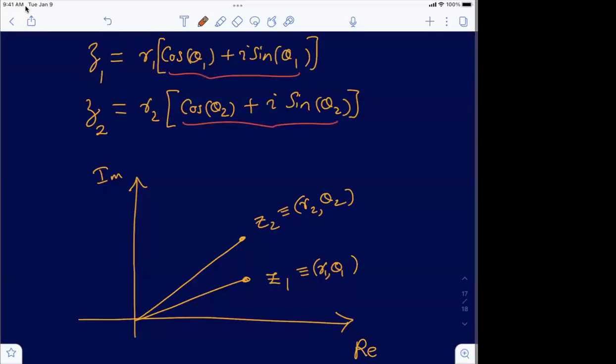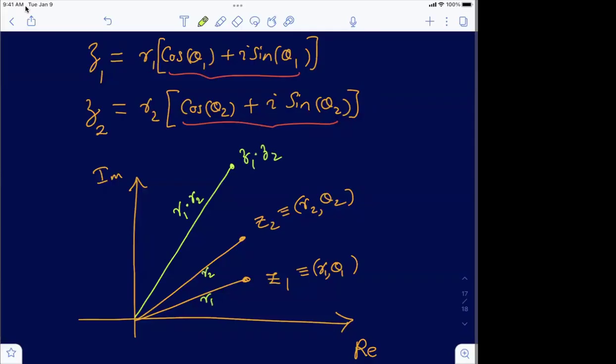So when you consider the product of these two, you can see the output that you're going to get. Z1 times Z2 will definitely have, now Z1 has the magnitude of R1, we'll call it the distance R1, and this is going to be R2. And when you consider Z1 times Z2, that will produce a complex number with the magnitude of the product of the magnitudes of those two separate complex numbers.